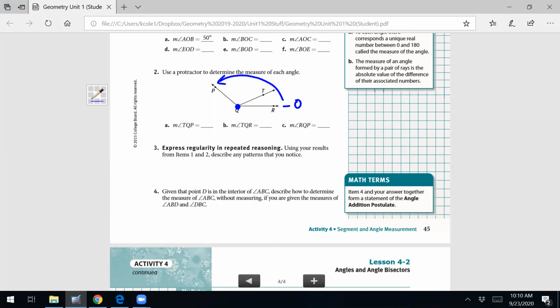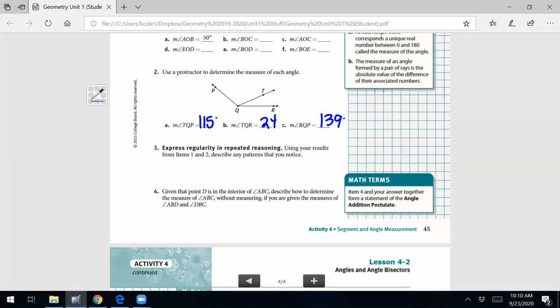Okay? All right, so since we can't do all of that, I'm just going to tell you this so I can teach you the postulate, okay? So this one is 115. This one is 24. This one is 139. So if we got our protractors out, that's what we would find. So you just add those to those.